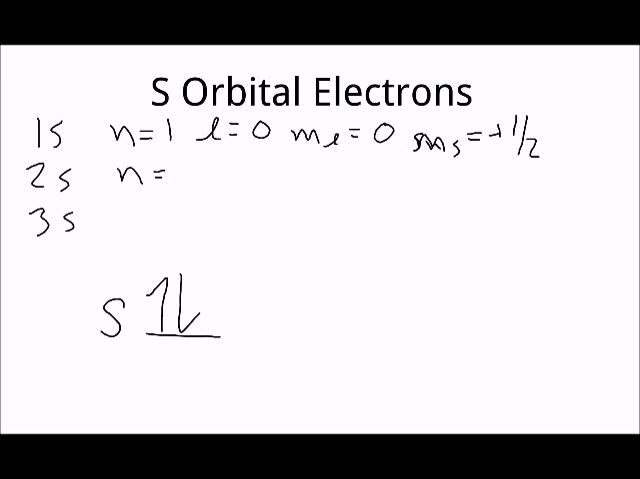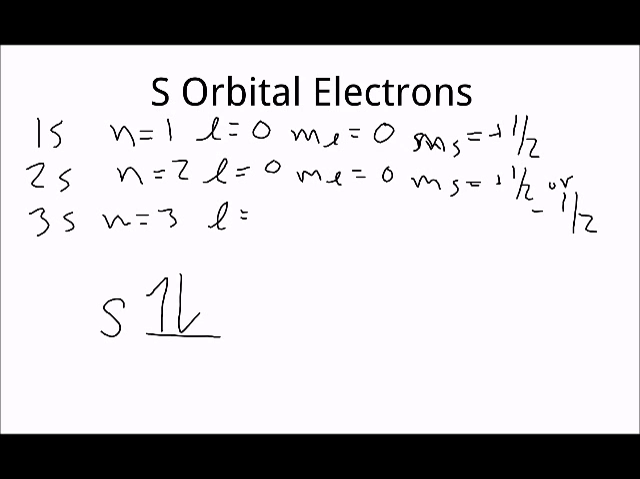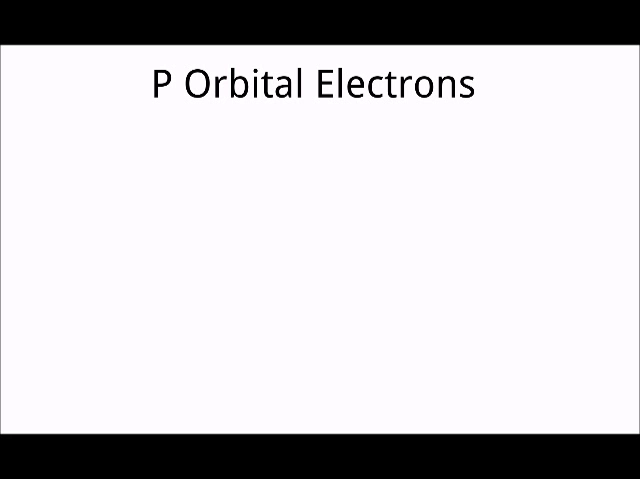So 2s would be n equals 2. I would still have L equals 0 because it's an s orbital. M sub L would equal 0. And then M sub s could equal +1/2 or -1/2. And same thing here: n would equal 3, L would equal 0, M sub L would equal 0, and then M sub s would equal +1/2 or -1/2. So I think you hopefully get the idea for the s orbital here. Let's turn around and take a look at our p orbitals.